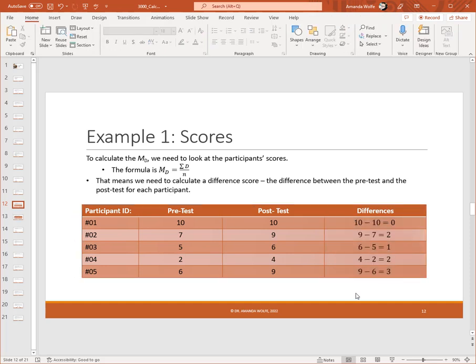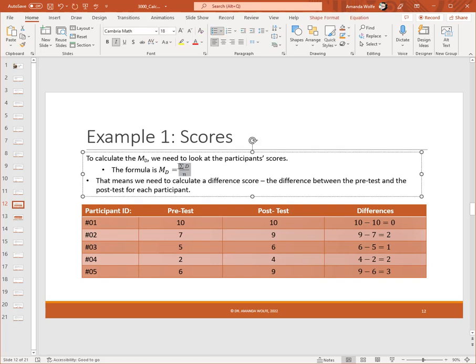Did you get the right answers? You should have found 0, 2, 1, 2, 3. So again, these are the differences for calculating the mean difference. We have to add them all up and come up with an average. So you would add 0 plus 2 plus 1 plus 2 plus 3, and then you would divide by 5 because that's how many people there are.